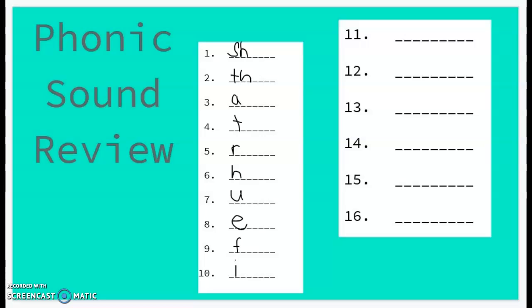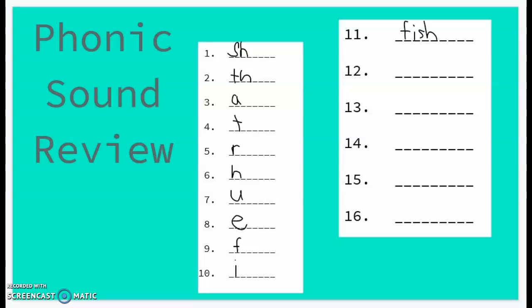Let's practice spelling some words. Number 11. Spell the word fish. F, I, sh. F, I, sh. F-I-S-H.